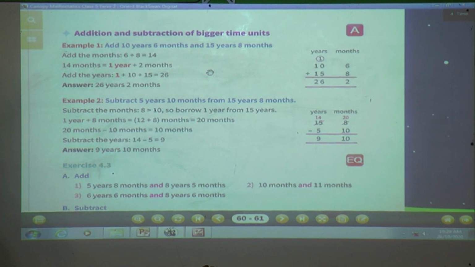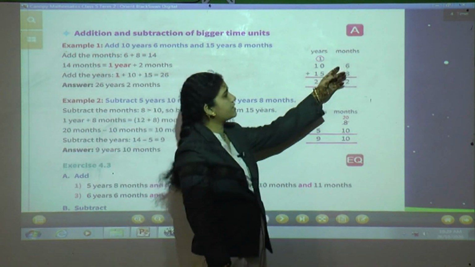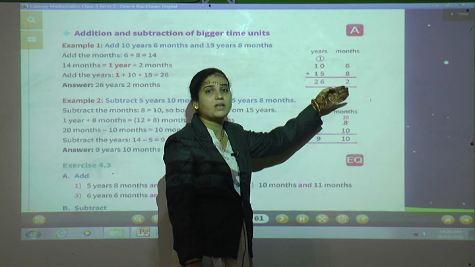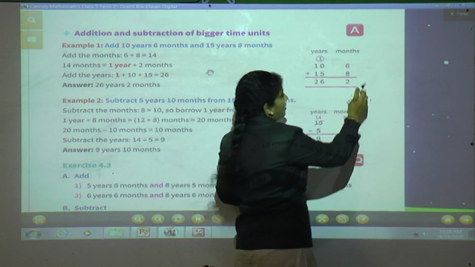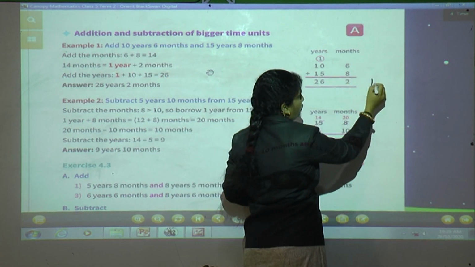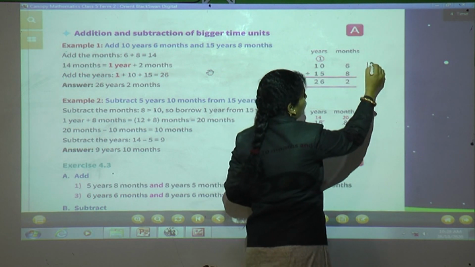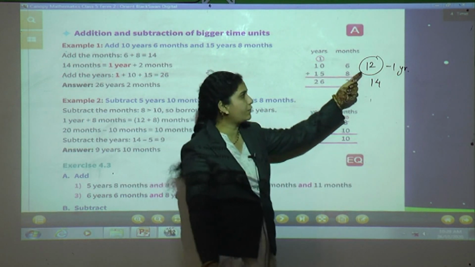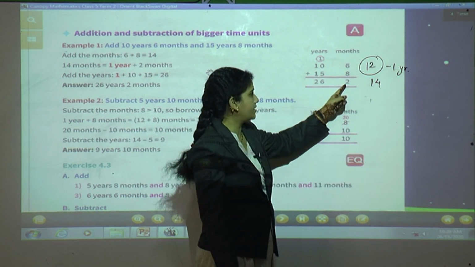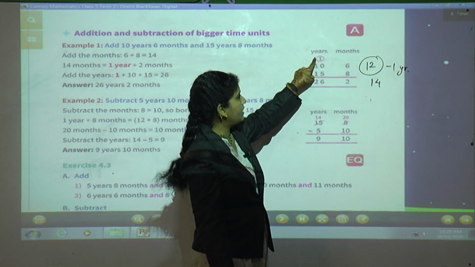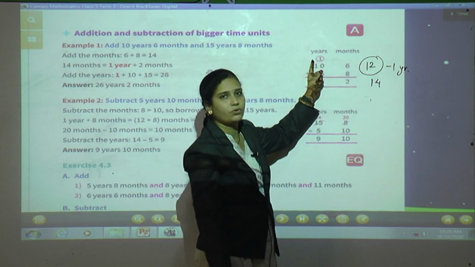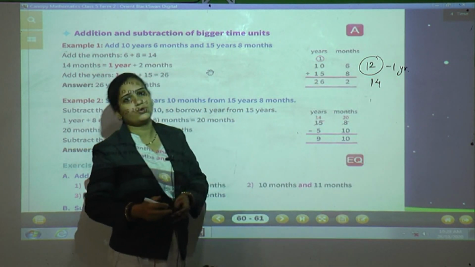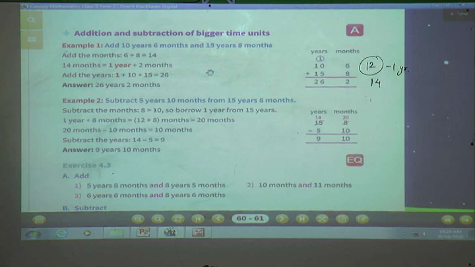Here they have given years and months, students. 6 plus 8, 14. But why have they given 2 here? Can you tell me? Yes, because 6 plus 8 is equal to 14, but we know that 12 months is equal to 1 year. For that, subtract 12 from 14. Here is a 2 and carry 1 year because 12 months is equal to 1 year. And here add this, that means 26 years, 2 months. Okay, understood all of you?